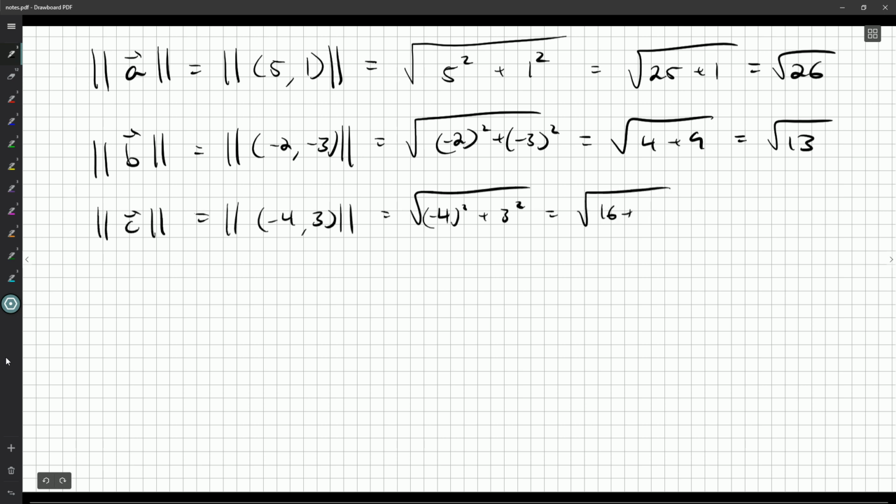So we get 16 plus 9. We get a square root of 25. Now, we can simplify this to 5.